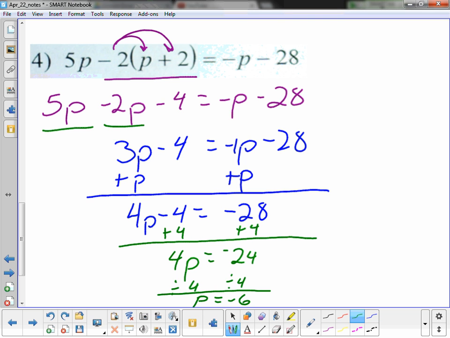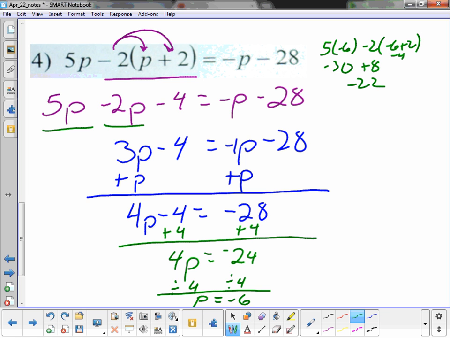And now, just like before, we're going to check to see if this works. So 5 times -6 minus 2 times (-6 plus 2). 5 times -6 is a -30. -6 plus 2 is a -4. -2 times a -4 is a positive 8. So I've got -30 plus 8, which gives me a -22.